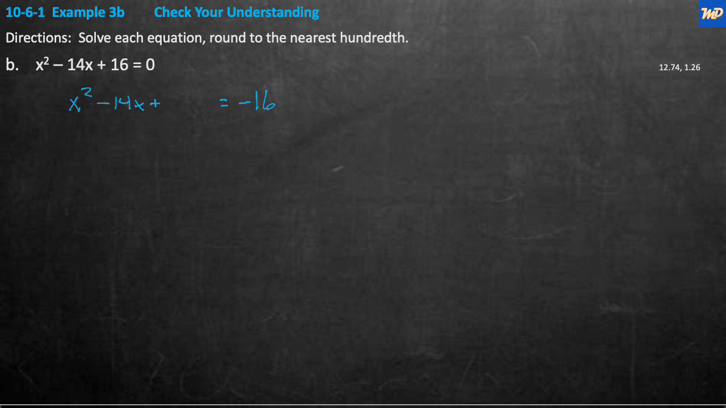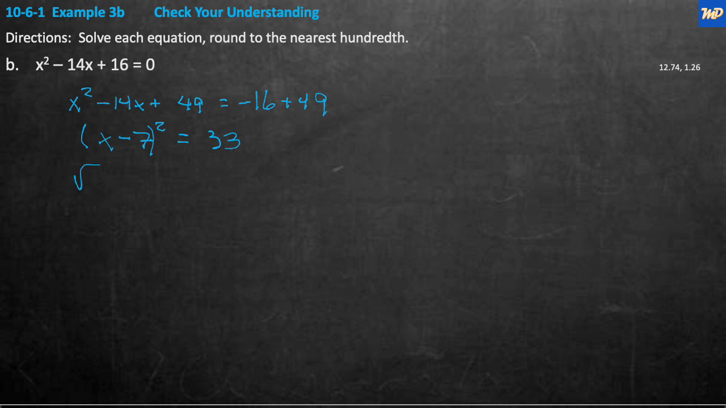Now we need to find our new n term to put in the equation, and that happens to be 14 divided by 2, which is 7, squared is 49. So I'm just going to write a 49 right here, and a plus 49 on this side. And now when I do this, I'm going to get x minus 7, that's 14 divided by 2, squared, is equal to 33. Now we're going to take the square root of both sides.